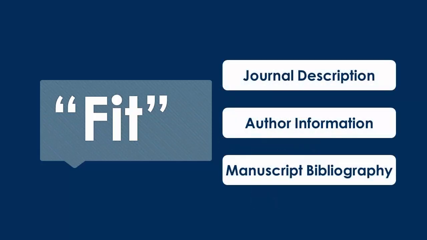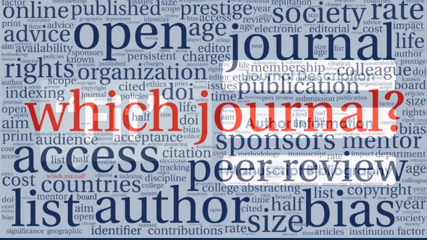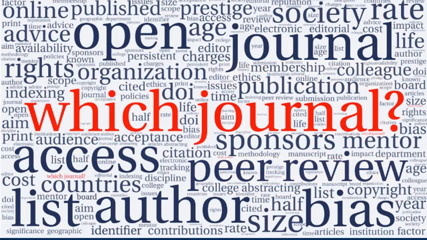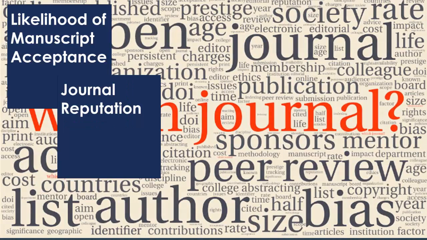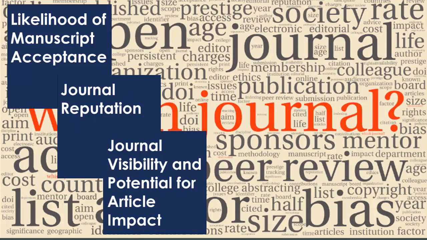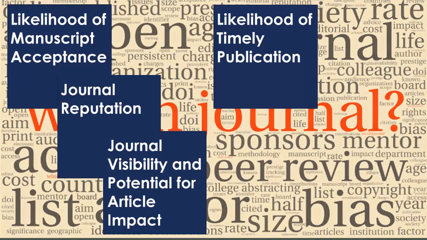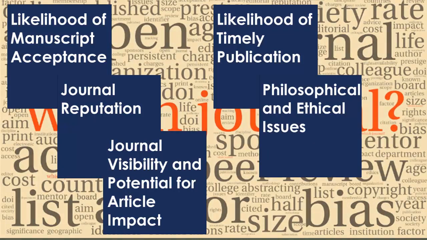To ensure your manuscript fits, read the journal description and submission guidelines or author information on the journal website. Also, look to your manuscript bibliography. After all, you likely cited articles on your topic, and those articles have already proven their fit within a journal. The remaining journal selection criteria fit into 5 categories: likelihood of manuscript acceptance, journal reputation, journal visibility and potential for article impact, likelihood of timely publication, and philosophical and ethical issues.